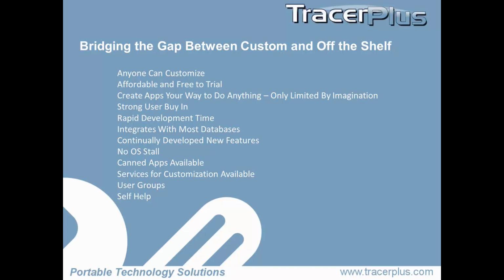But the difference is there's a rapid development time. For every feature you add, there's no development time. To add a signature, you click a button. You don't write 3 days of code. The great thing about TracerPlus is it integrates with most of your databases that are in place. So if you have an Excel sheet that you're using, an Access database, or maybe it's an Oracle database or a MySQL database, you can deploy or mobilize that data to your handheld in any way you want.